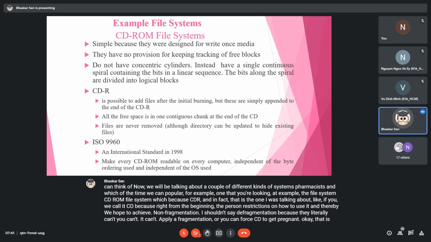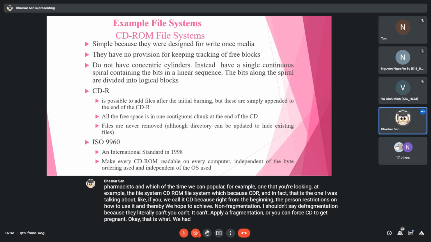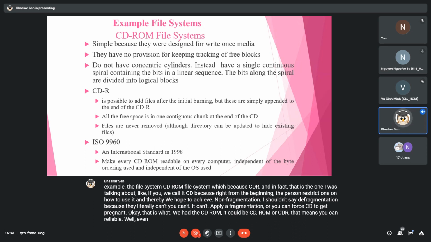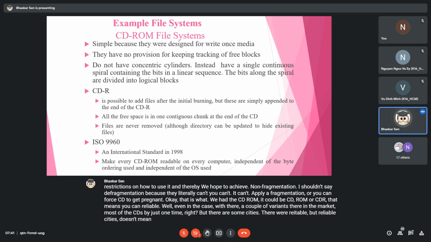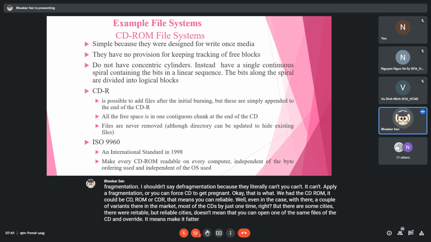That is what we had. The CD-ROM could be CD-R, which again means writable. Even though there were a couple of variants in the market, most of the CDs were just one-time write, but there were some CDs that were rewritable. But rewritable CDs doesn't mean that you can open one of the saved files in the CD and overwrite it, make it fatter. Well, you can add more files to the CD. That's what we call rewritable CDs.